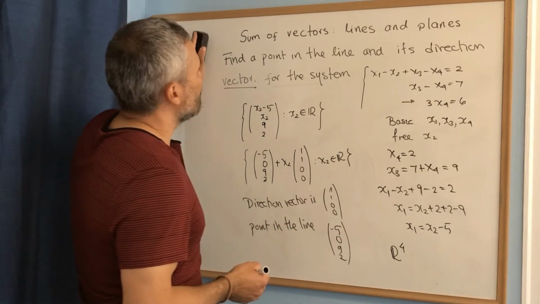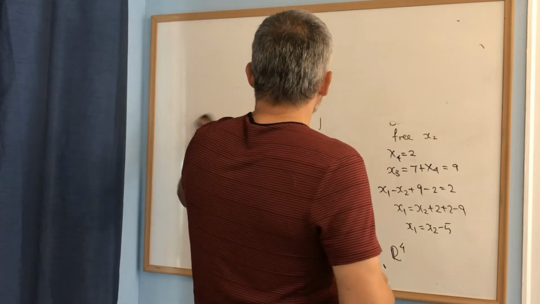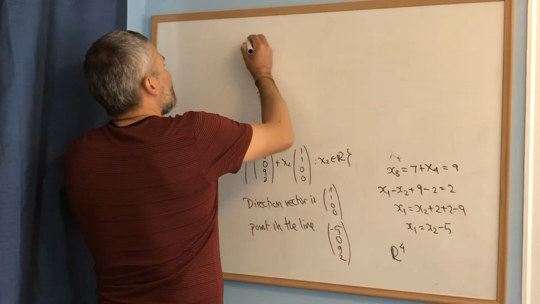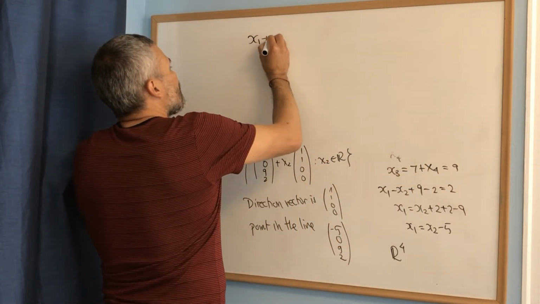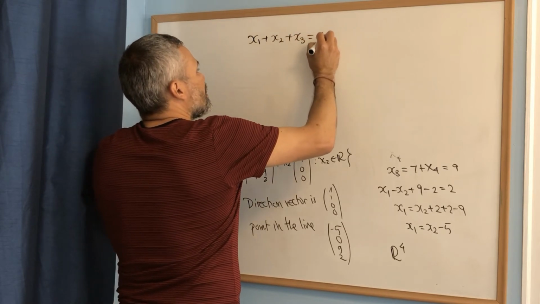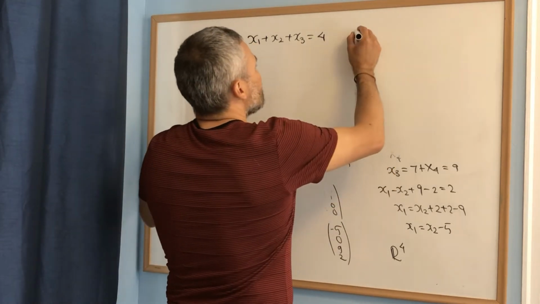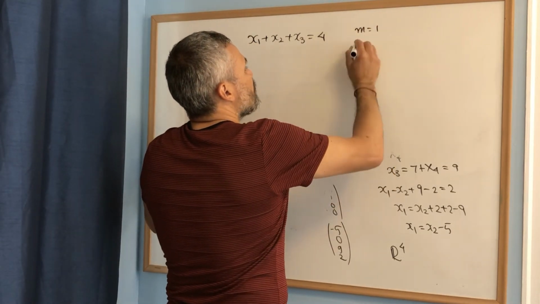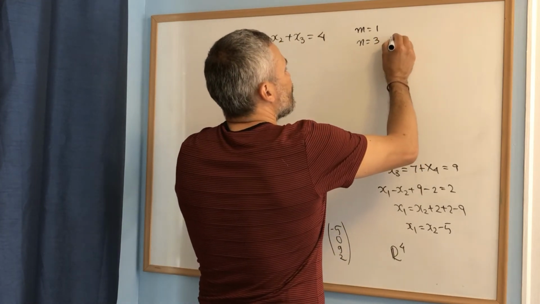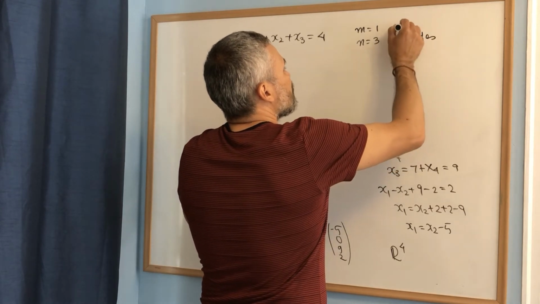Let's do one example. Let's consider the system x1 plus x2 plus x3 equals 4. This is a system of equations. In this case, there is only one equation and there are three variables. This is the number of variables, and this is one equation.